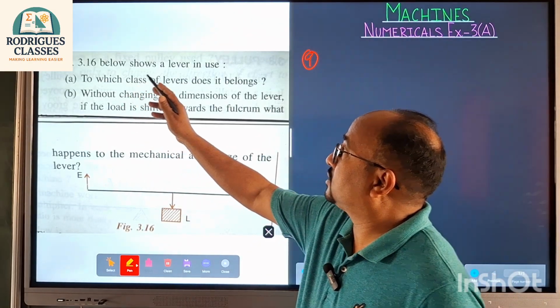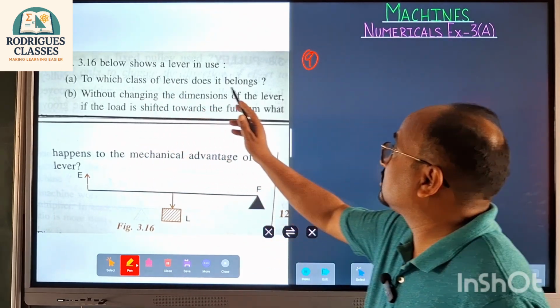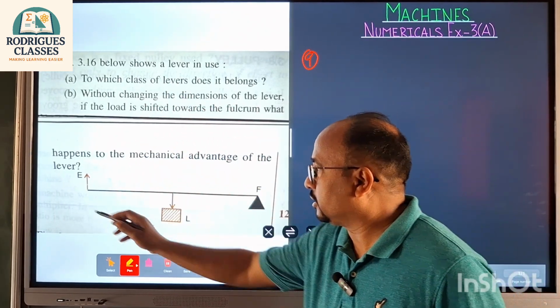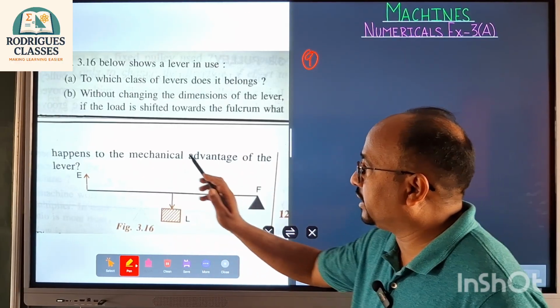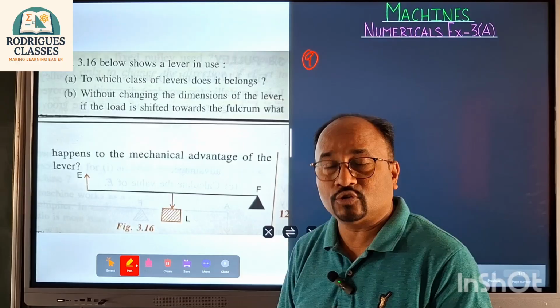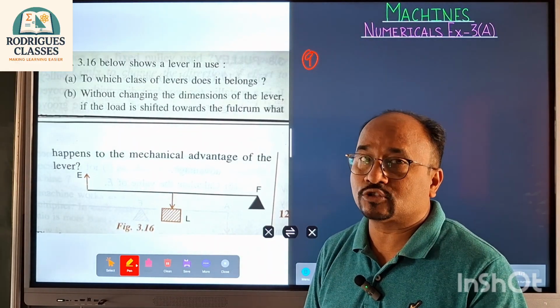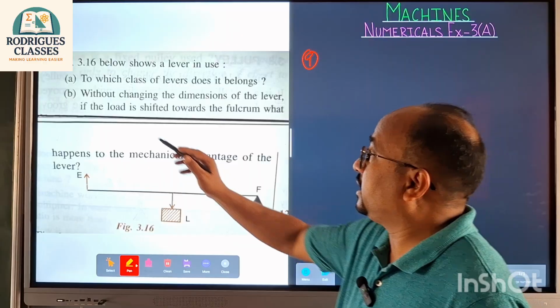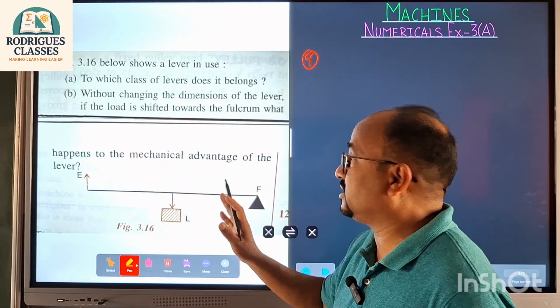It says figure 3.16 below shows a lever in use. To which class of lever does it belong? Let us take a look at this. We have the fulcrum at one end, load in the middle, and effort at the other end. So we have load in the middle, and when load is there in the middle, you know it is a class 2 lever.